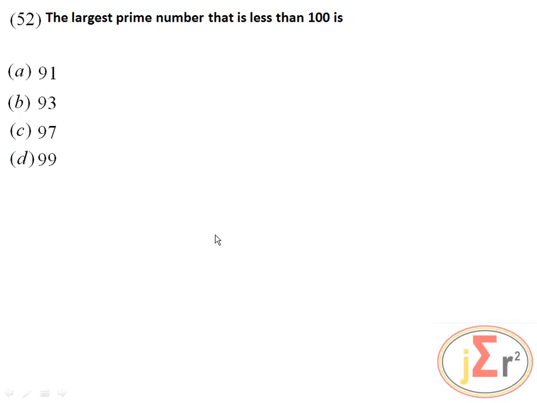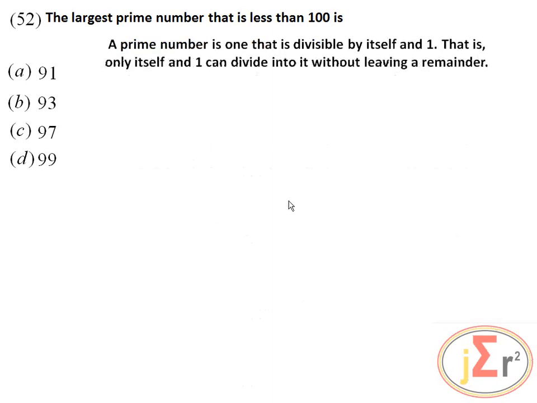The largest prime number that is less than 100, what is that one? The largest prime number that is less than 100. Which one of these? A prime number is one that is divisible by itself and 1. That is, only itself and 1 can divide into it without leaving a remainder. That is a prime number. Divisible only by itself and 1.